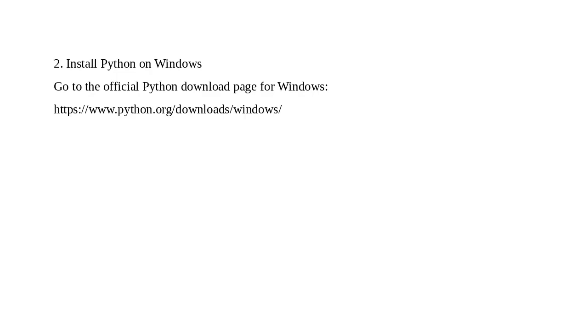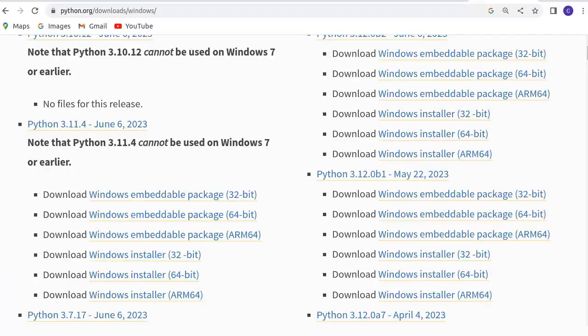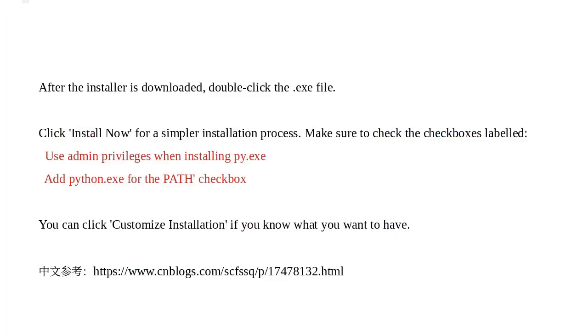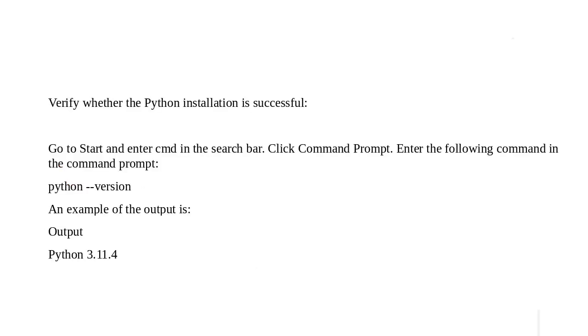To install Python on Windows, go to the official Python download page for Windows. This is the web page where you find the right file to download. Select the Windows installer. After the installer is downloaded, double-click the .exe file. Click Install Now for a simpler installation process. Make sure to check the following checkboxes. Use admin privileges when installing py.exe. Add python.exe to the path checkbox.